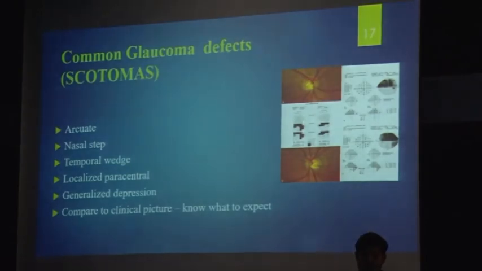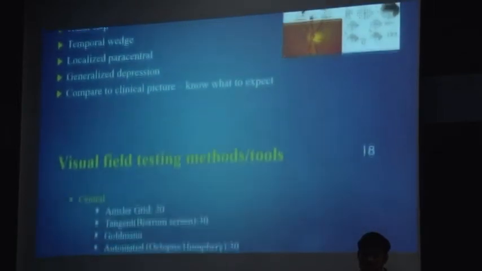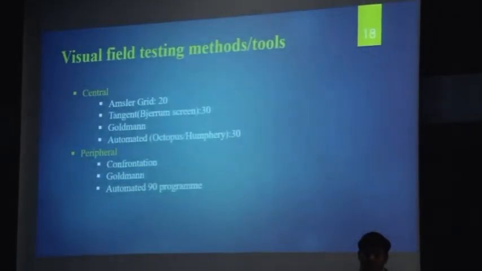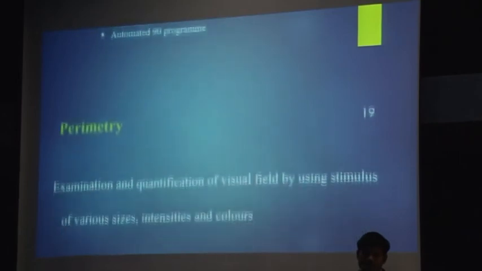Common glaucoma defects are scotomas: arcuate, nasal step, temporal wedge, localized paracentral and generalized depression. Compare the clinical pictures. Visual field testing methods for the central field are Amsler grid, tangent screen, Goldmann and automated perimetry. For the peripheral field: confrontation, Goldmann and automated 90 program.